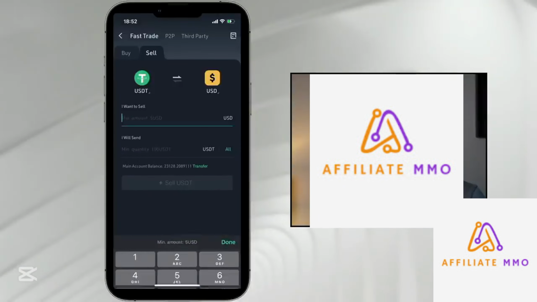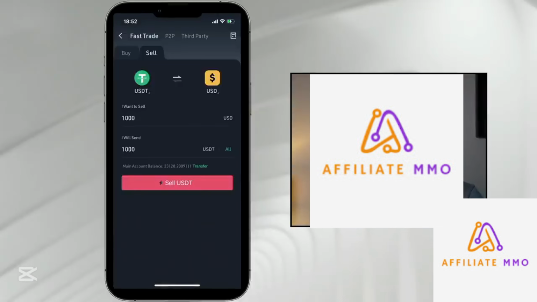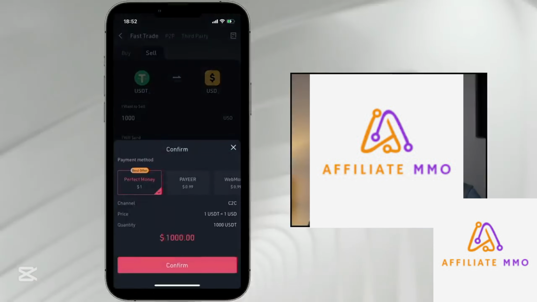So what this does, let's just say I want to sell $1,000 worth of US dollar tether, might be Bitcoin, something else, into US dollars. So this is a fiat currency. Then we go through to sell USDT down at the bottom. So we'll click that, and you have some options.